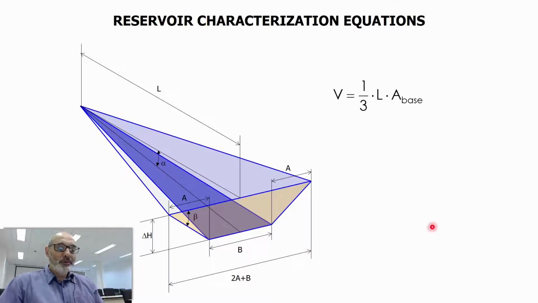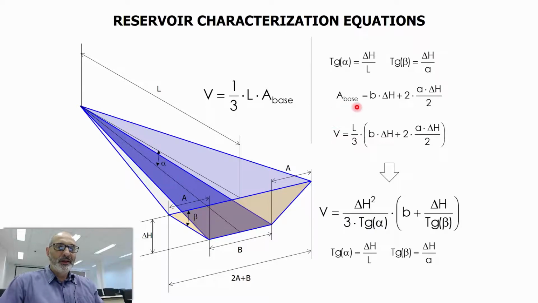And what we want to get here is a formula relating delta H to the volume. That's very important. So you know that the total volume is the height of the pyramid multiplied by the base area. The height here is L, and the area you can get from this formula. I'm going to pass very quickly here, because the idea is not to make these calculations. You can do it by yourselves afterwards, and you get this final relation here.